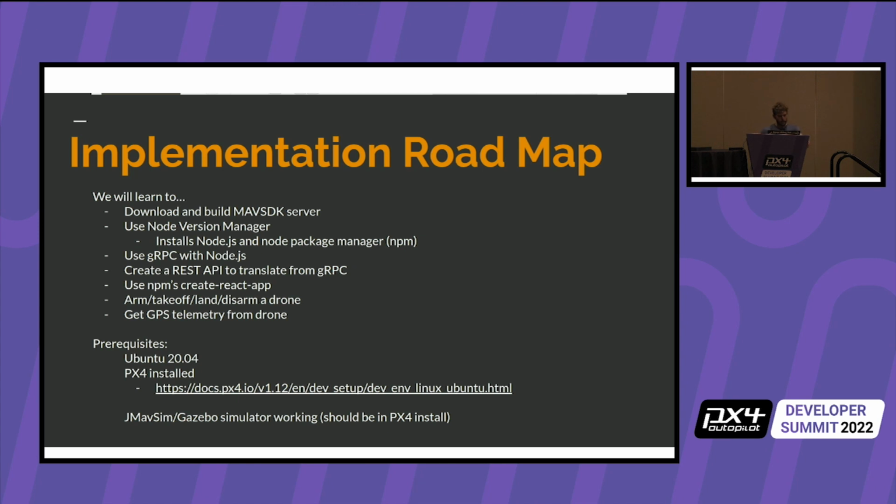So we're going to assume that you have, I'm using Ubuntu 20.04. I tried to compile Mavisdk server on 22.04 and ran into some linking issues, and I'm sure they're going to be solved, but I was making a presentation, not trying to solve the problems. So we're going to go with Ubuntu 20.04. We'll assume that you have PX4 installed, mostly so that we have some variety of simulator. We'll be using JMavSim in this example.